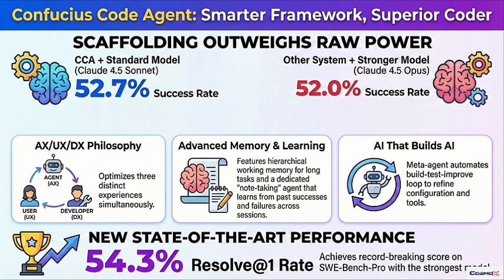It starts with a completely new idea. The researchers call it AX, Agent Experience. Okay, so we know UX is for users, DX for developers. Why does a machine need an experience? Because machines get overwhelmed by noise, just like us. Most tools just dump raw, messy terminal logs into the chat. That's a terrible AX. It just confuses the model.